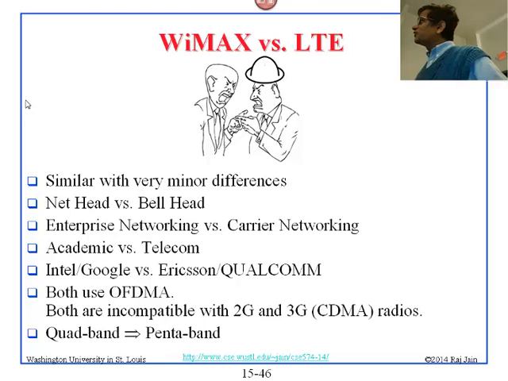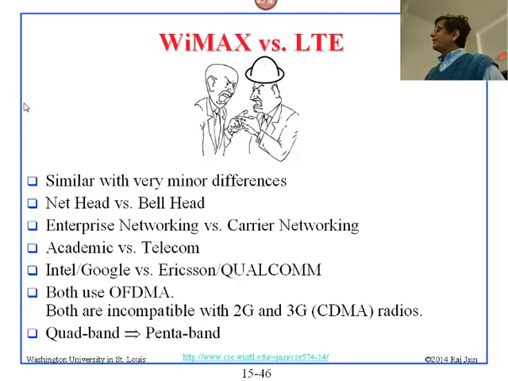All right, both use OFDMA, both are incompatible with 2G, 3G, CDMA, etc. So it has nothing to do with the previous. You cannot take a 3G radio and have it understand OFDMA. No way. All right. And if you are going to put two radios, 3G and 4G, then you have to put WiMAX. Right? So there is no difference. So that is the kind of thing, right?